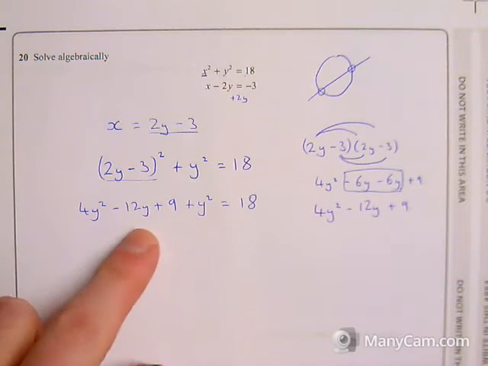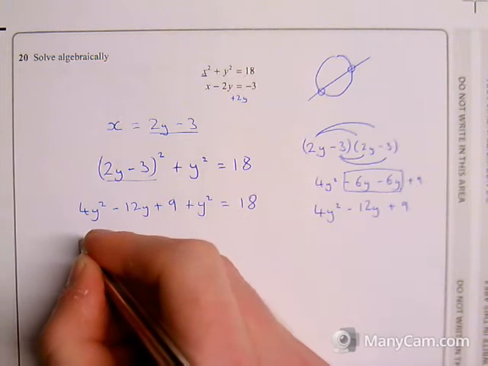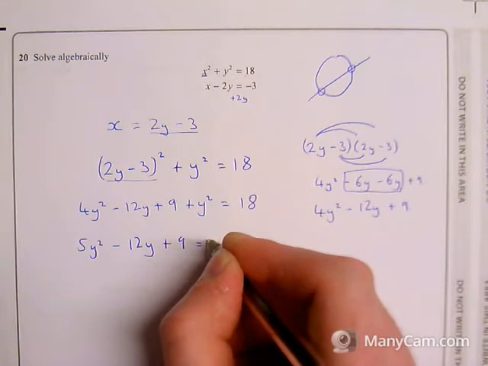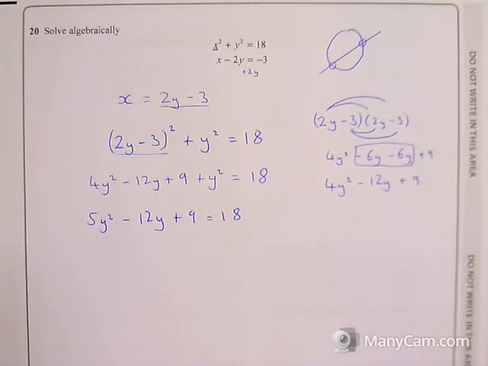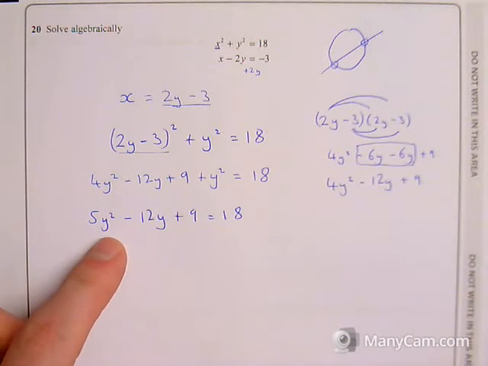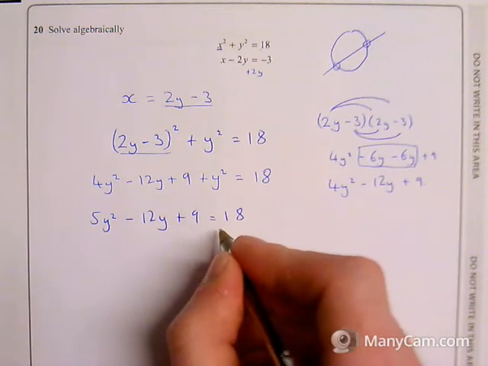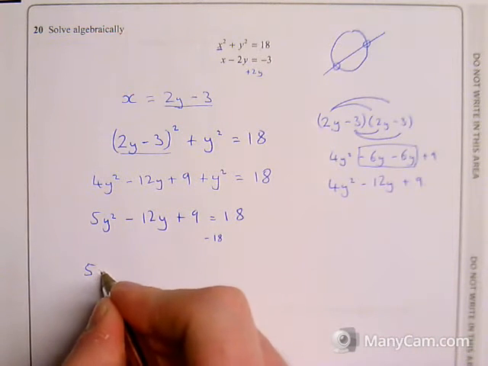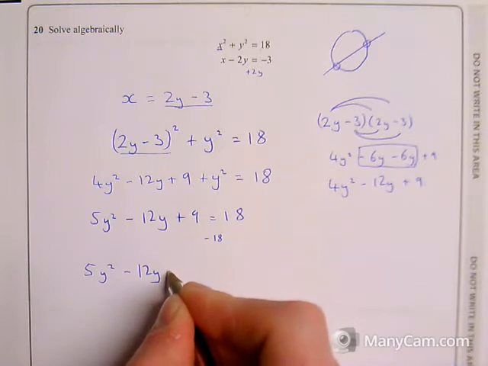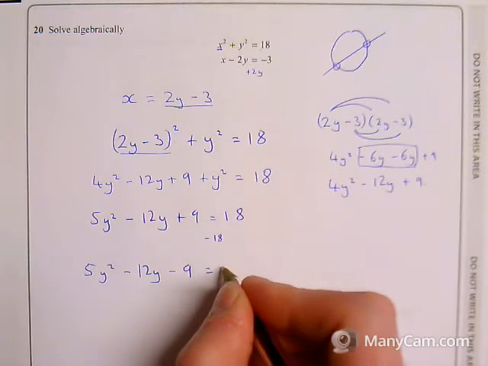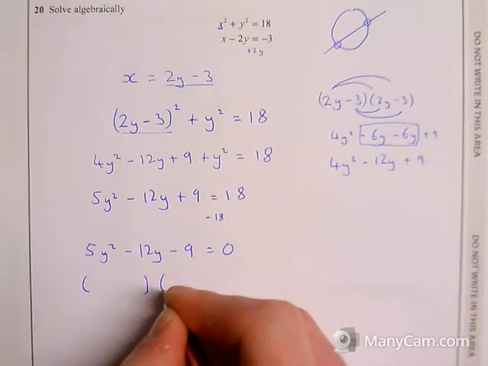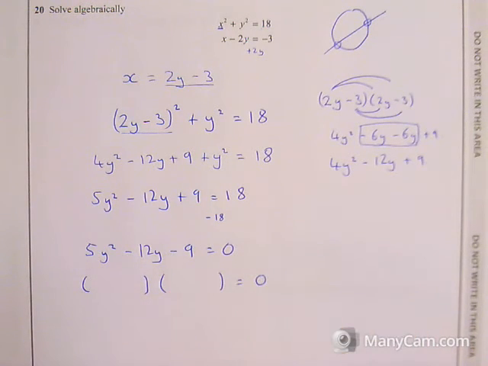Then a bit of tidying up, putting together the y squared parts, we've got 5y squared minus 12y plus 9 equals 18. If we've got a quadratic, you should instantly think, I need to make that equal to 0 to factorise it and solve it. So I'm going to take away 18 from both sides. I end up with 5y squared, take away 12y, take away 9, equals 0. Then I can look at factorising this one.